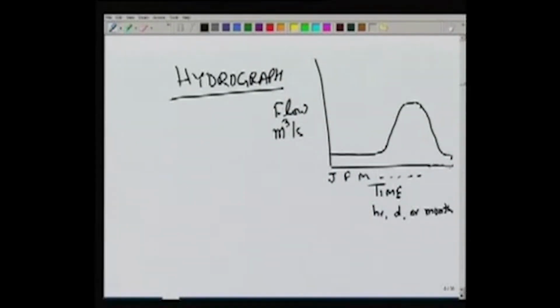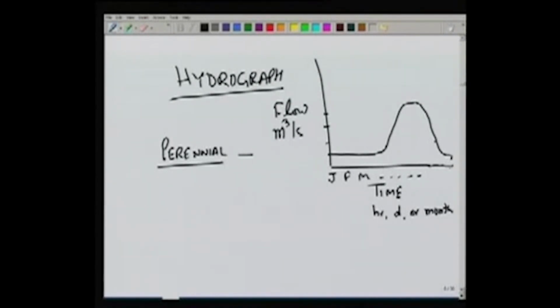If we look at typical streams, there may be three different kinds of streams. One which runs throughout the year, perennial, for which the hydrograph will look like this, because it will run through the year and there is no part of the year where there is no flow. So in this, all the time there is at least some flow in the river.